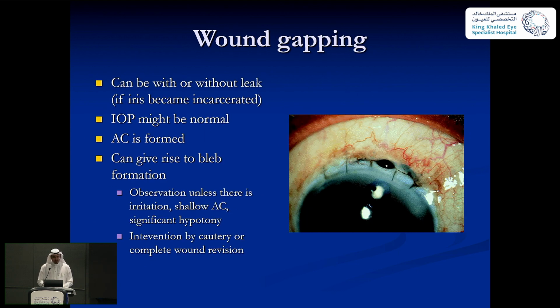Wound gaping can be with or without leak. If the iris becomes incarcerated there, it plugs the wound and it will no longer leak. IOP might be normal, AC formed, and it can give rise to bleb formation if it happens under the conjunctiva. So we can observe this unless there is irritation, shallow AC, or significant hypotony that might cause maculopathy. Then we go ahead and suture this, or cauterize the wound gaping.